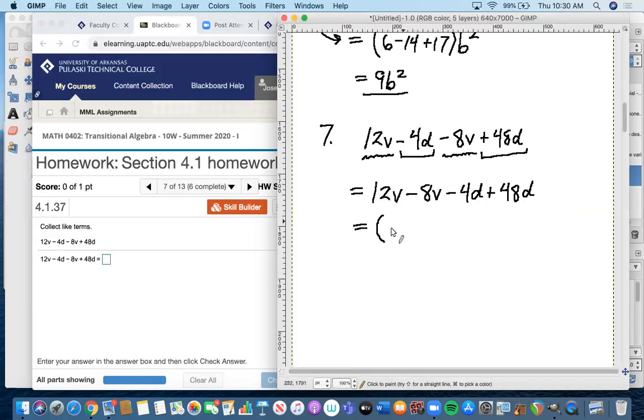So now I'm going to do the 12 minus 8. Whatever 12 minus 8 is times V will be that term. And then this one will be plus, and here you would have to write negative 4 plus 48, whatever that is times D. So 12 minus 8 is 4, so I end up with 4V, and then minus 4 plus 48 is plus 44D. Now you can't combine these two together, so this is the answer, 4V plus 44D.